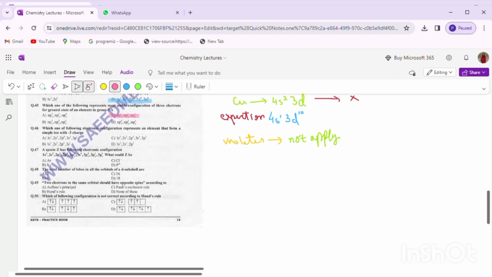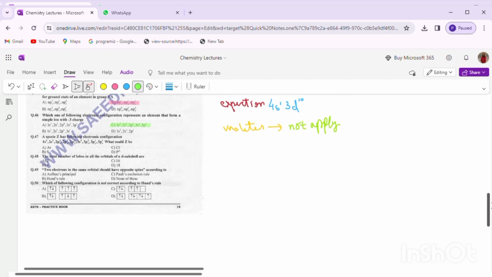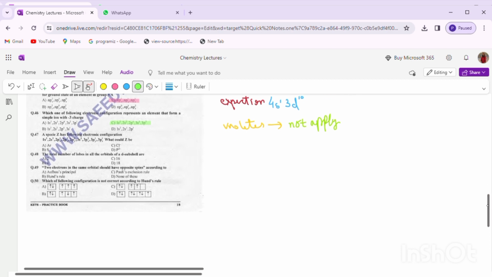Now we are at our 46th MCQ. What are they asking us in it? Which one of the following electronic configurations represents an element that forms a simple ion with a -3 charge? So very basic, very basic. I don't think you guys need an explanation for it, right?